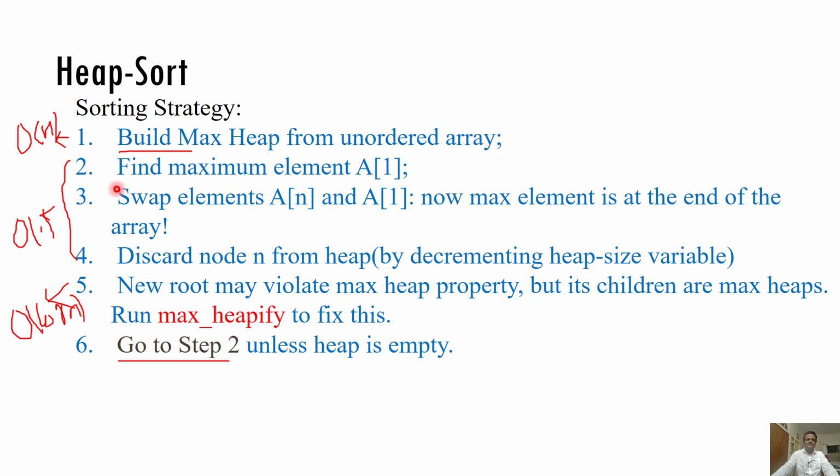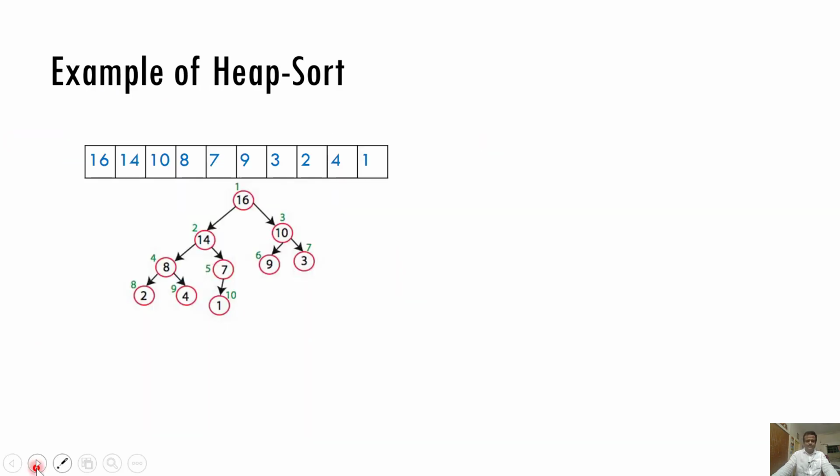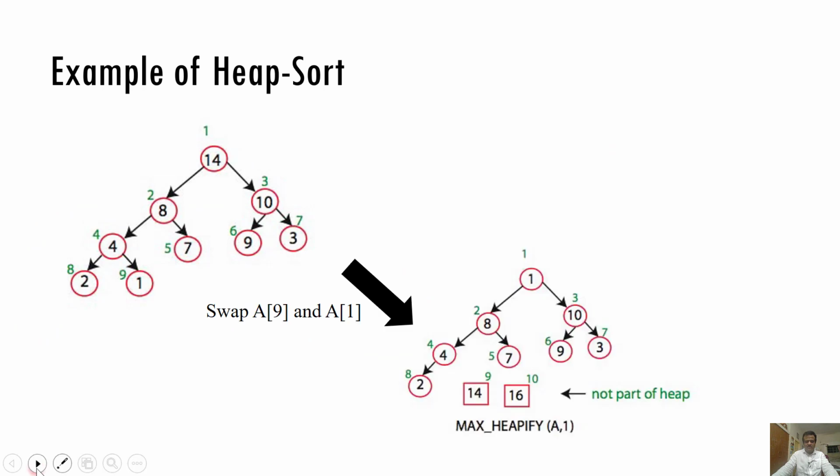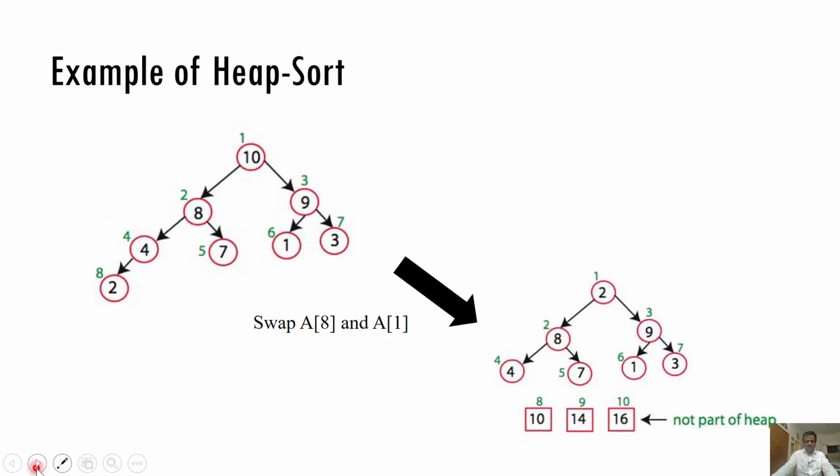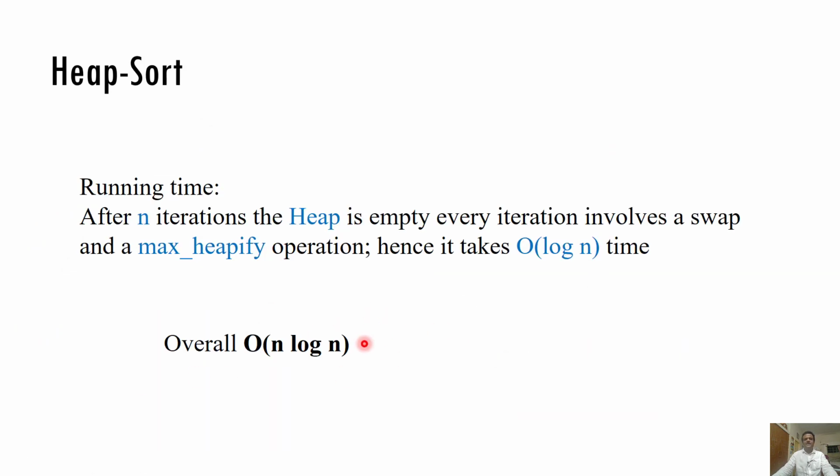So that's why this loop is order of n log n, and we have order of n log n plus log n plus order of n. So that's why it is an order of n log n algorithm. So this is another sorting algorithm we have learned, heap sort, which is also order of n log n.